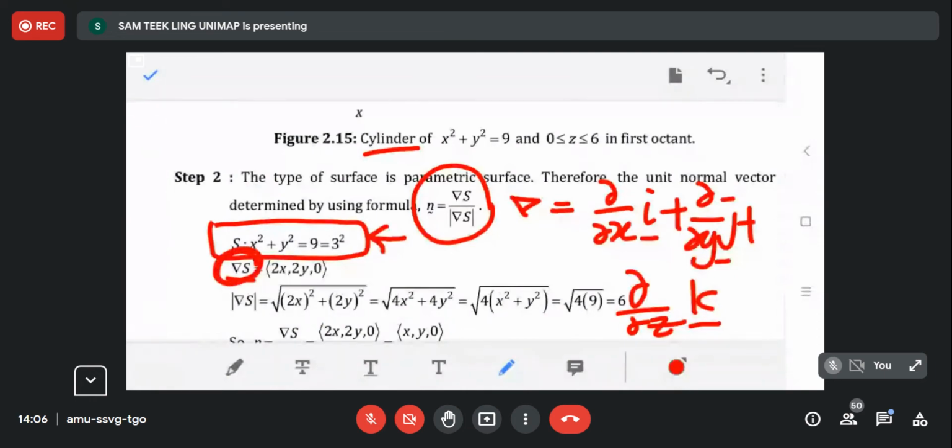This one is del times X. So differentiate this one with respect to x, you get your i. Differentiate x power 2 plus y power 2 with respect to y, you get your j. Then differentiate x power 2 plus y power 2 with respect to z, you will get your k. So we will get 2x, 2y, and because your surface doesn't have z, 0.